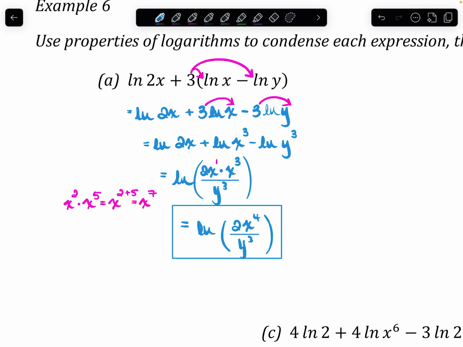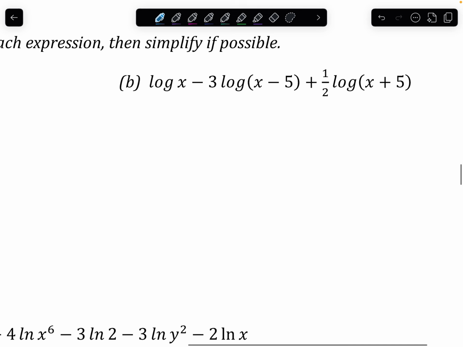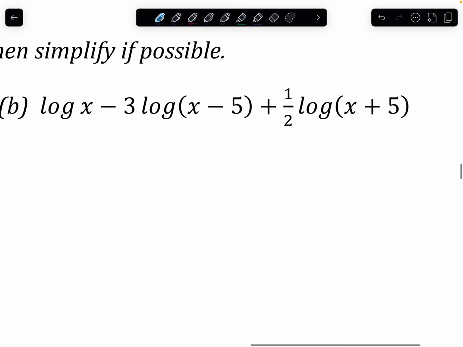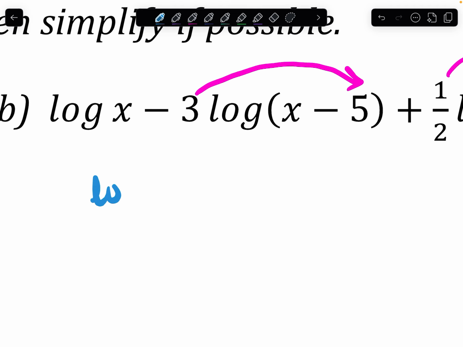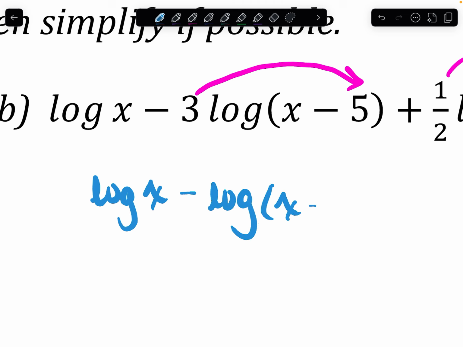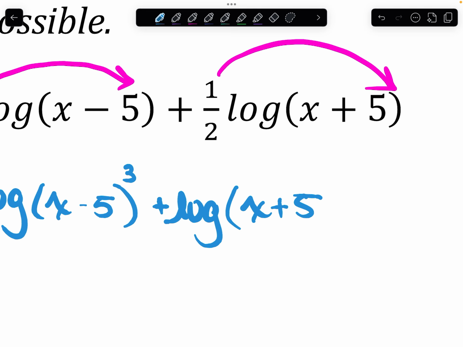B. Same thing, condensing. First, put your exponents back. So the 3 is going to go back here, and the 1/2 is going to go back here. So we've got log of x minus 5 to the third, plus log of x plus 5 to the 1/2.